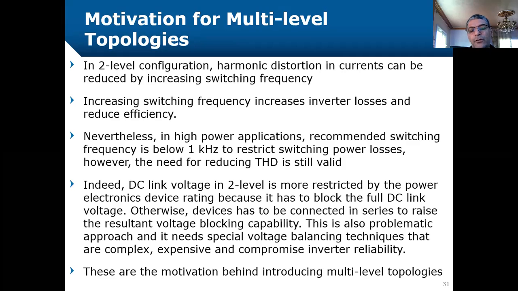Indeed, DC link voltage in 2-level is more restricted by the power electronic device rating because it has to block the full DC link voltage. Otherwise, devices have to be connected in series to raise the resultant voltage blocking capability. This is also problematic because it needs special voltage balancing techniques that are complex, expensive, and compromise inverter reliability. These are the motivations behind introducing multi-level inverter topologies, as we will see later how these issues are handled.